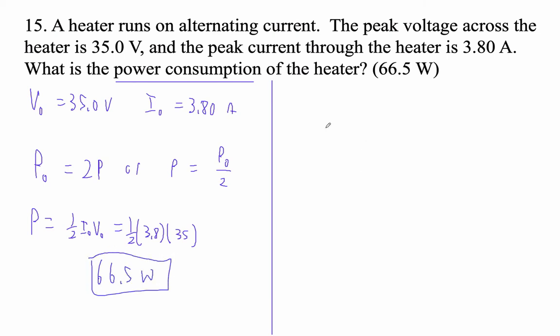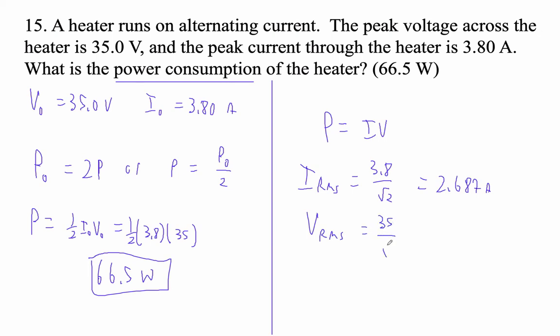Way number two is let's use power is IV, but these have to be RMS I and RMS V, right? So I RMS, which is the current we use for calculating power, is 3.8 divided by the square root of 2. So what is that? That's 2.687. And let's find the V RMS. That's going to be 35 divided by the square root of 2.